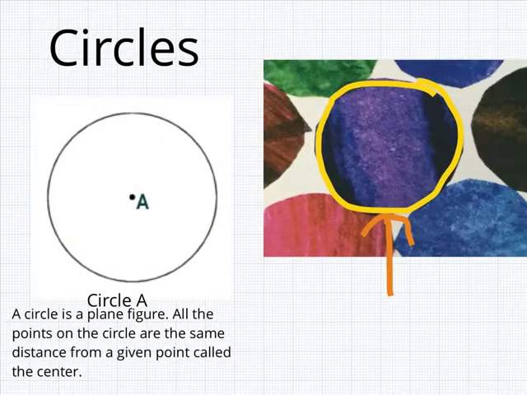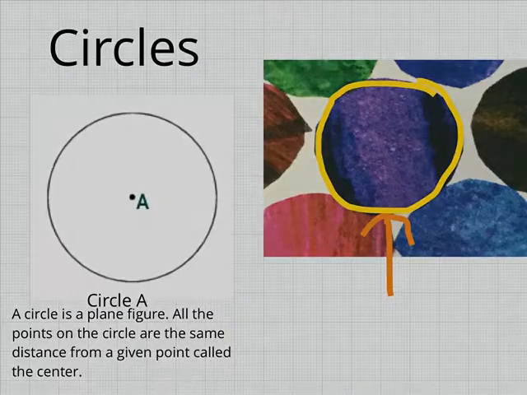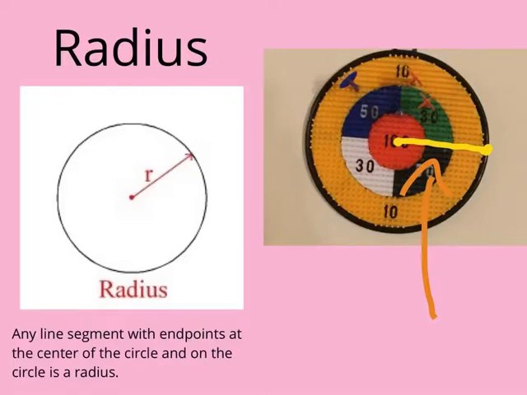Circles. A circle is a plane figure. All the points on a circle are the same distance from a given point, called the center. There is a real-life example of a circle. Radius. Any line segment with endpoints at the center of the circle and on the circle is a radius. There is a real-life example of a radius.